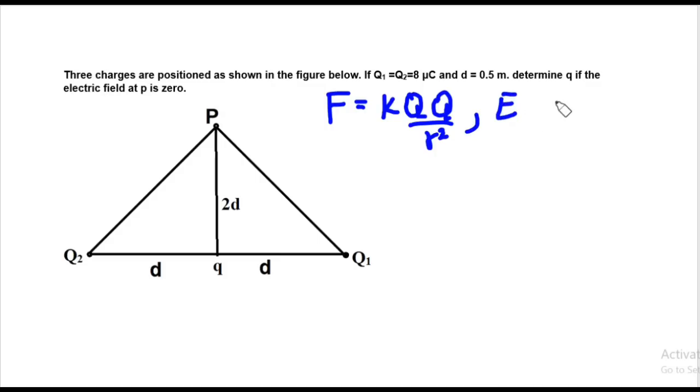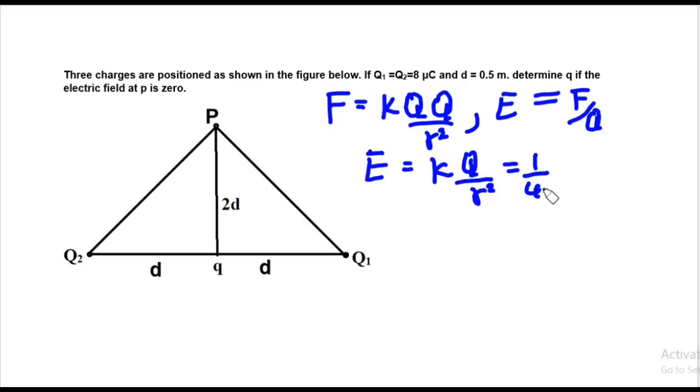And electric field is defined as force per unit charge. So if we divide the force by the charge, we see that the electric field is k Q upon r squared, where k is 1 over 4 pi epsilon 0. So we have this upon r squared, and we shall be making use of this to solve this problem.